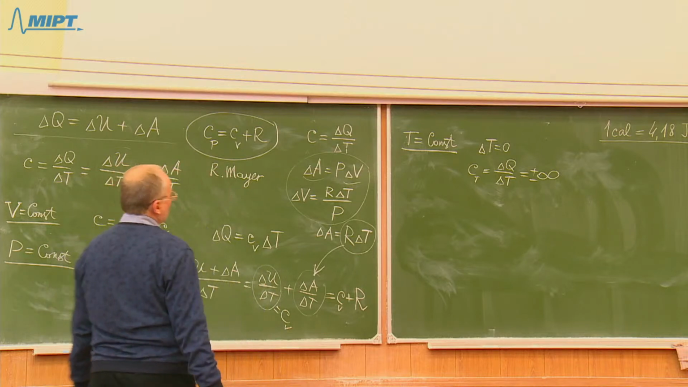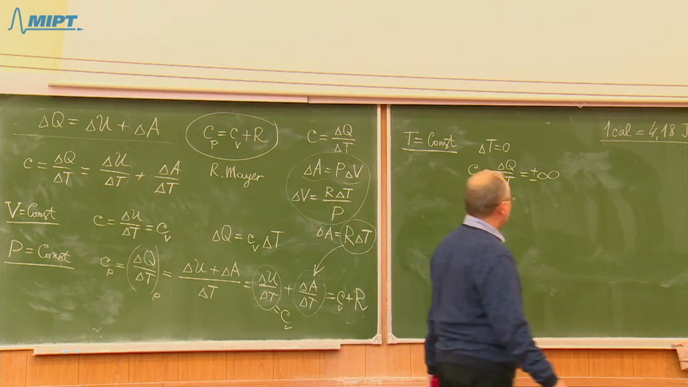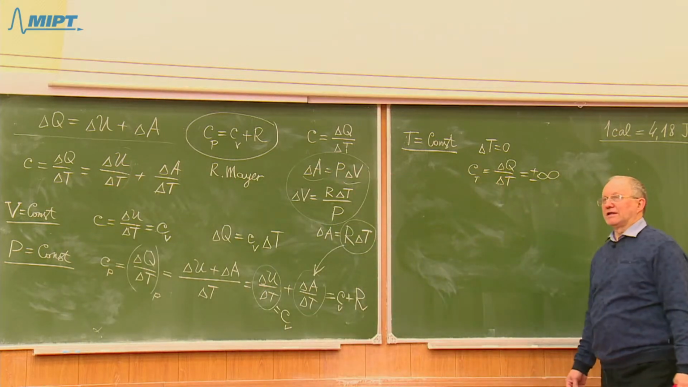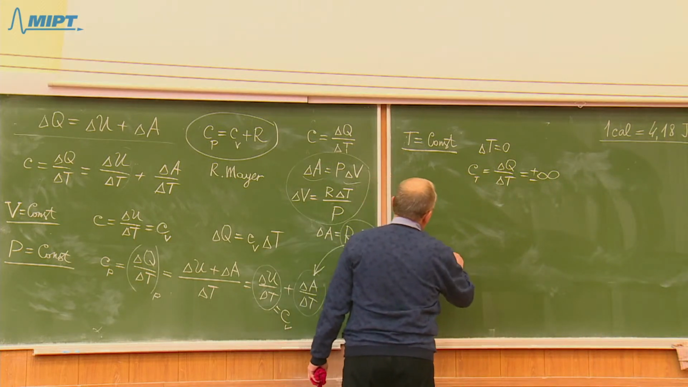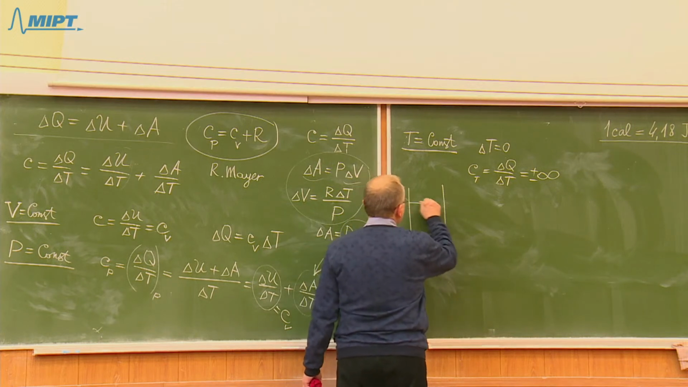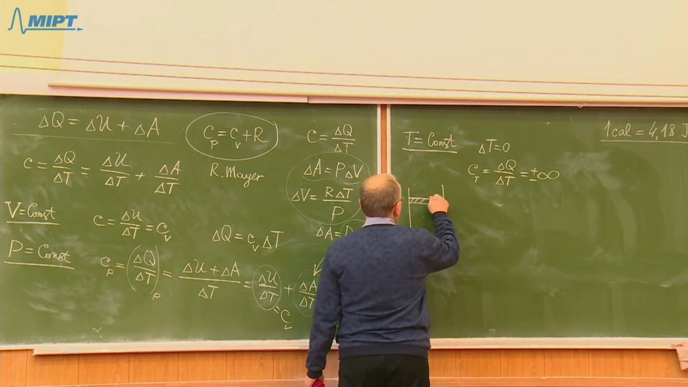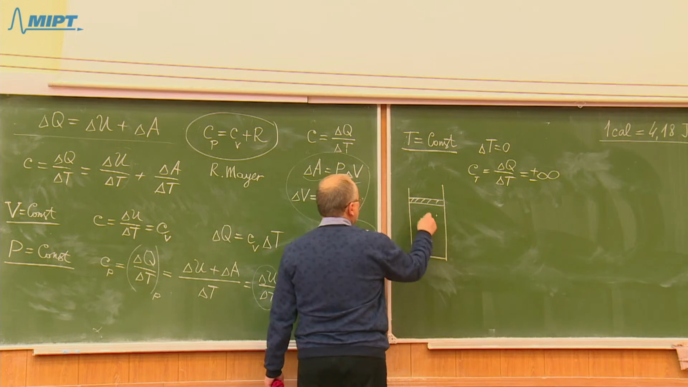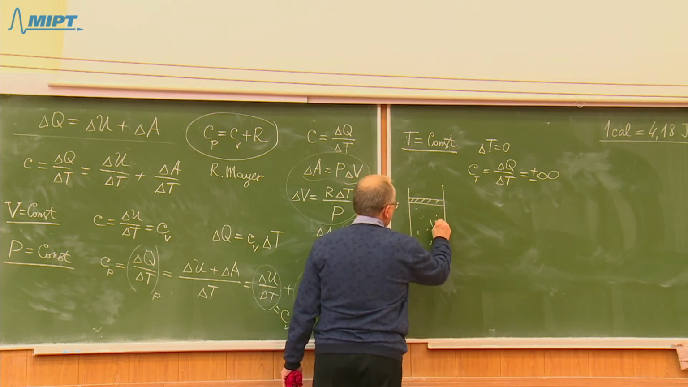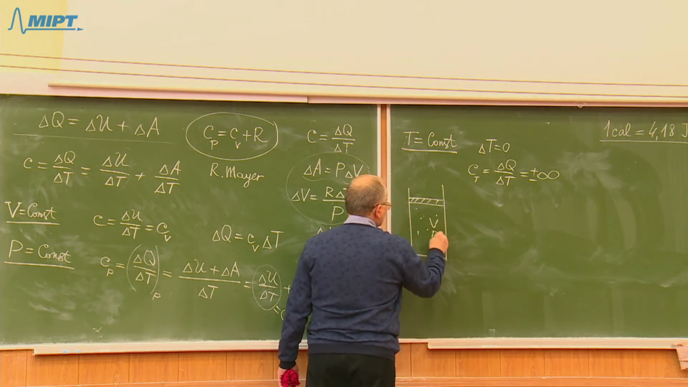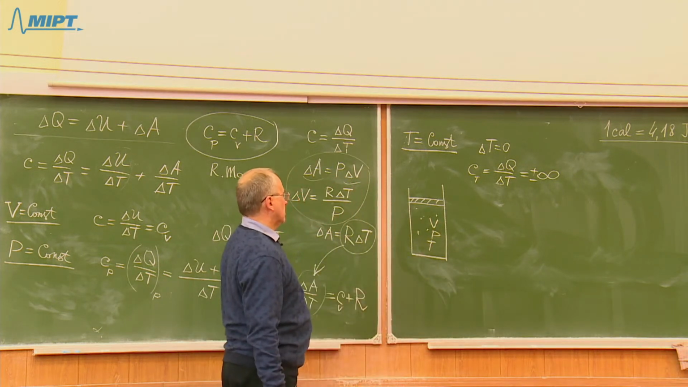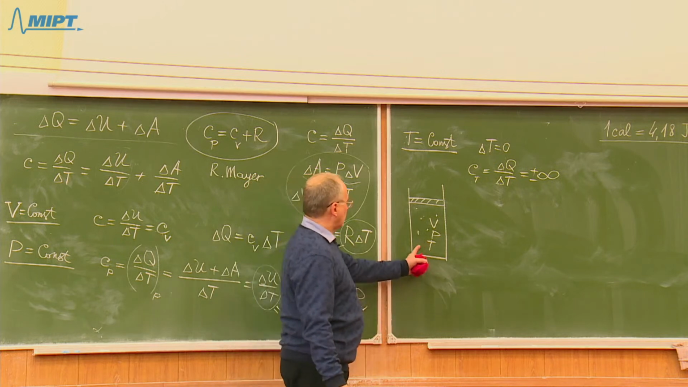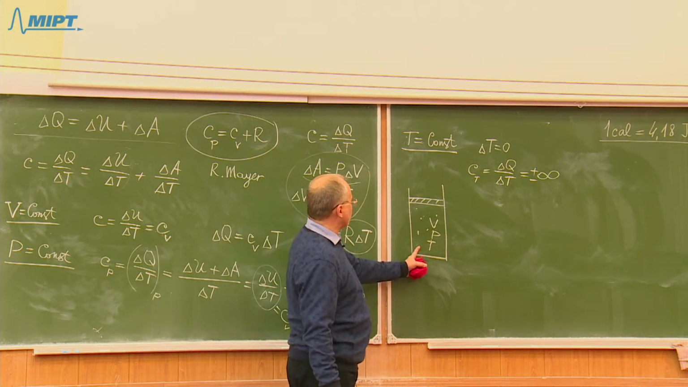What about, I would also like to mention an adiabatic process. What is an adiabatic process? We imagine a gas in a cylinder under a piston. So here we have some gas. It has some volume and some pressure and some temperature, all the parameters needed to describe the state of the gas.